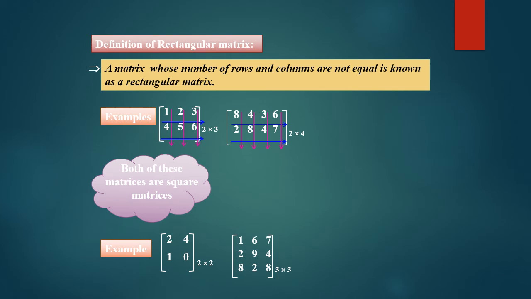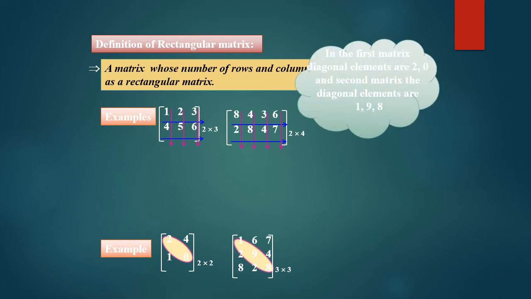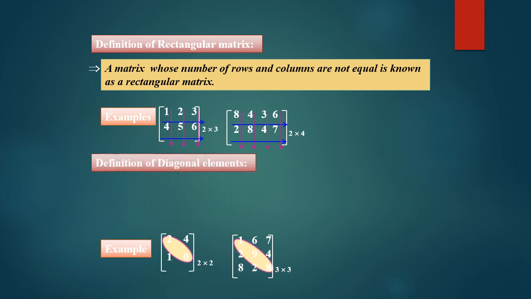So in both the matrices the number of rows is equal to the number of columns. So they are the examples for a square matrix. So the shaded elements 2 0 1 9 8 are called the diagonal elements. This leads us to the definition of diagonal elements.